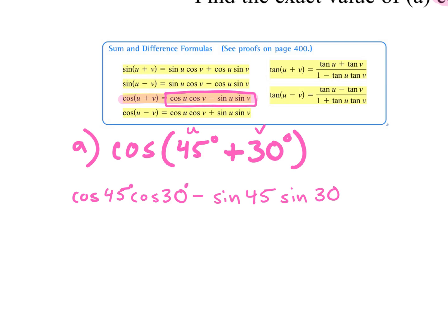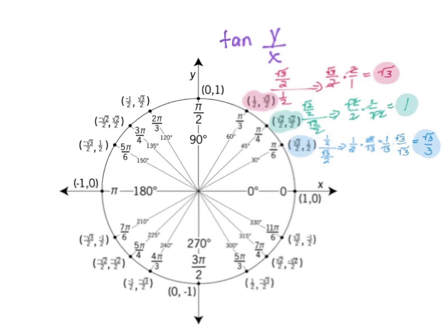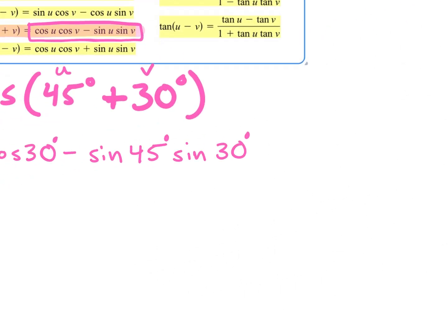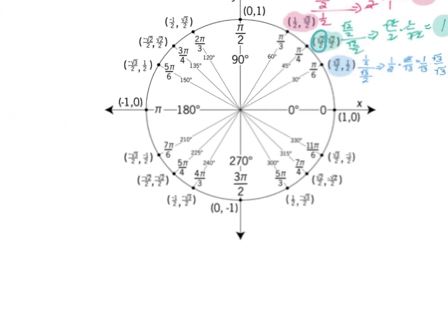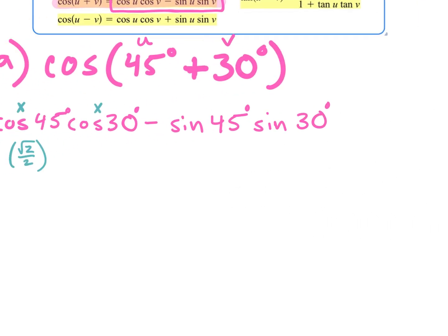From here, we're just going to look at our unit circle to find each one of these. Cosine tells us we look at what on the unit circle? The x. So I'm going to go to 45 degrees and look at my x value. What's my x at 45 degrees? Square root 2 over 2. Same thing with cosine of 30. Cosine tells us we look at the x value, so we're going to go to 30 degrees. What's our x value at 30 degrees? Square root 3 over 2.